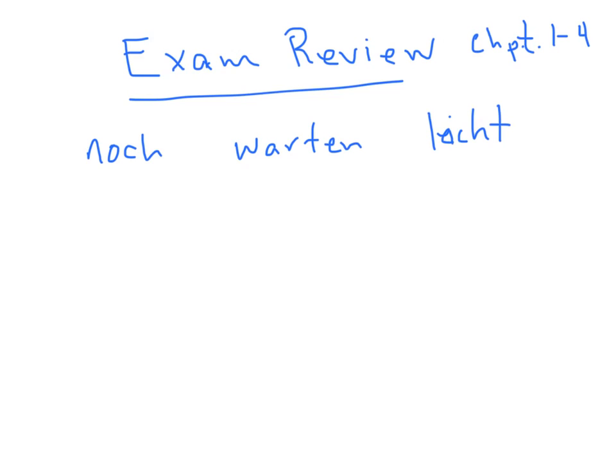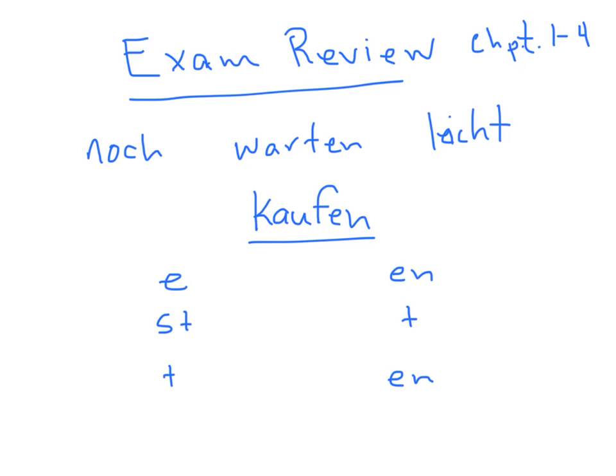The other 2 things that I want you to remember are how you conjugate your normal verbs and how you do the 2 irregular verbs, haben and sein. Let's start with a verb like kaufen. Kaufen is your simple verb with the endings -e, -st, -t, -en, -t, -en. Definitely going to expect you to know this for the test.